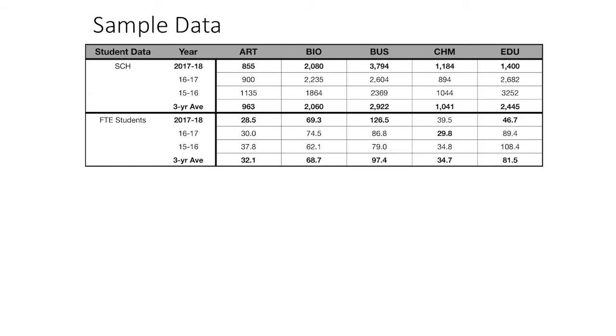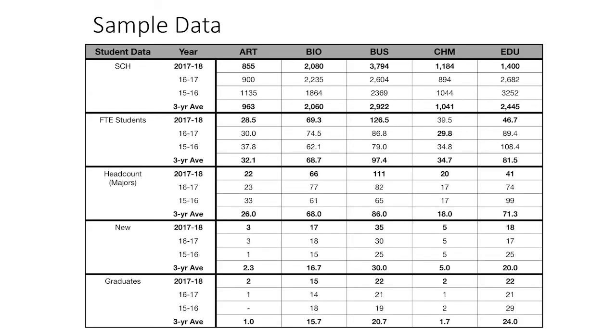The next step we could do is convert those student credit hours to FTE students. So again, I just took the student credit hours, I divided by 30 in this case for undergraduate enrollments to get FTE students. And you can see that business is serving about 127 students, education about 47. Biology is a fairly big department or has a fair number of student enrollments per year. But the patterns are exactly the same because student credit hours and FTE students are telling the same story, just with a mathematical variation.